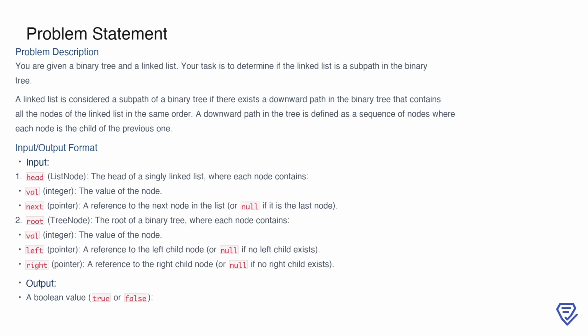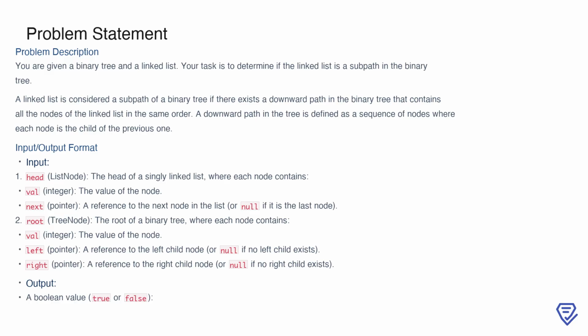In this problem, you're given two data structures, a binary tree and a singly linked list. The task is to determine whether the linked list appears as a subpath within the binary tree. A subpath is defined as a sequence of nodes that begins at some node in the binary tree and follows a strictly downward path, moving only to child nodes, with the values of the nodes in this path matching the values in the linked list in the same order.